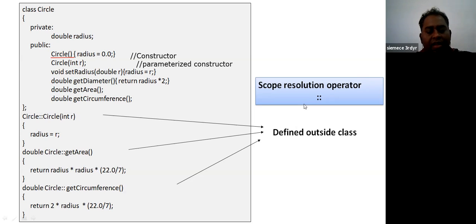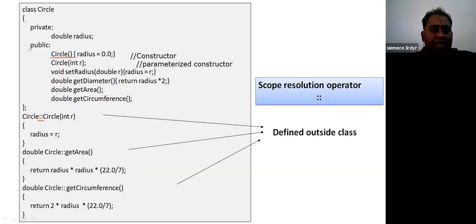Now just see here, and I also told you all about the scope resolution operator. This double colon means the scope resolution operator. So what is the purpose of the scope resolution operator? Whenever I define any method outside this class, that time I have to use the scope resolution operator. Now, there might be a question in your mind: can I declare all the methods outside a class using the scope resolution operator? No.